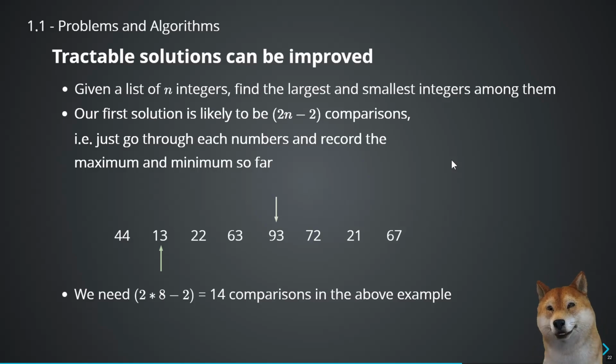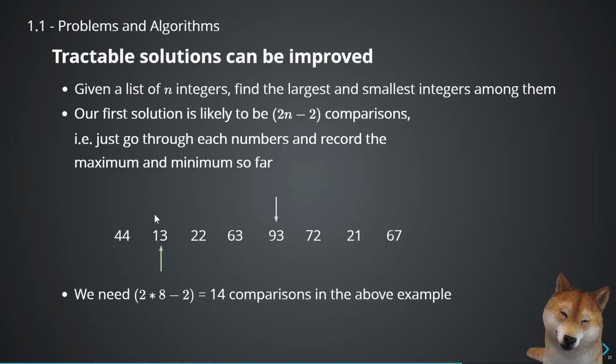But now you want the smallest element as well. Every time you arrive at an index, you might as well do 2 comparisons, right? So you will assume that 44 is both the largest and the smallest, and then you move to the next element, you move to 13, you replace the smallest with 13, and so on.